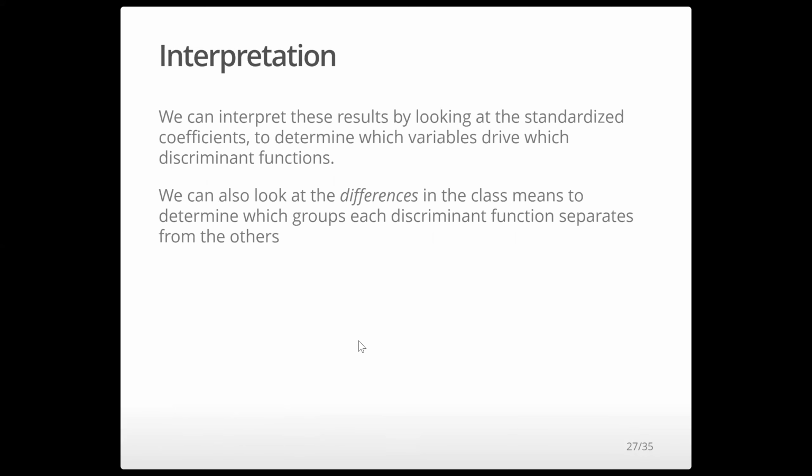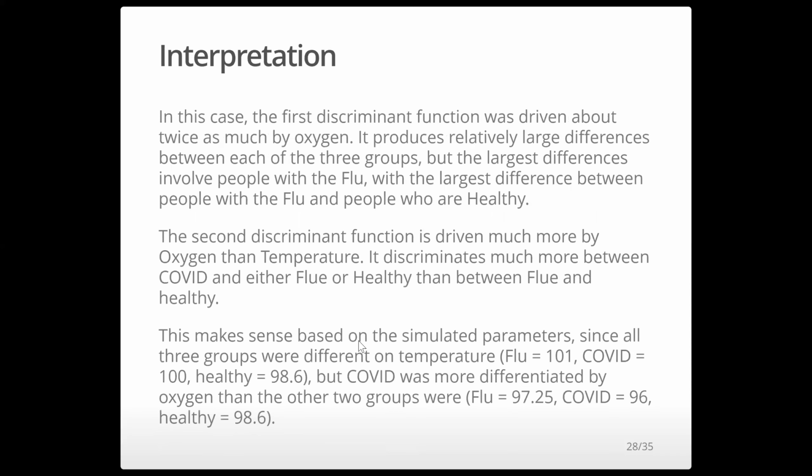And so the way to interpret these is to look at the standardized coefficients to determine which variables drive which function, as I just described, and look at the differences in the class means to determine how well each discriminant function is separating the different classes from one another. And so this is sort of a summary of what I said before. I won't linger here right now, but this just repeats the interpretation I gave before about the coefficients and the class means on the discriminant functions.